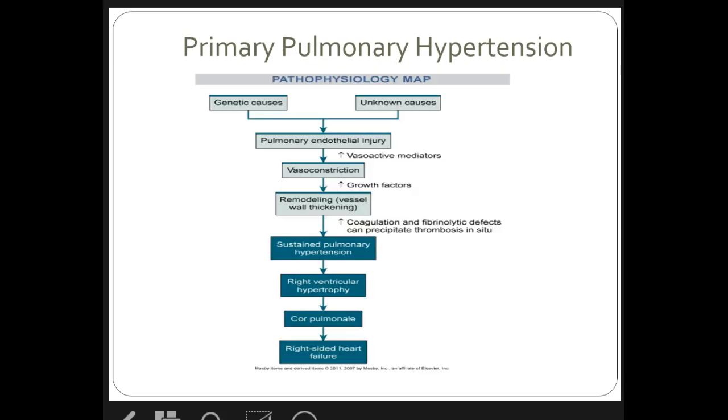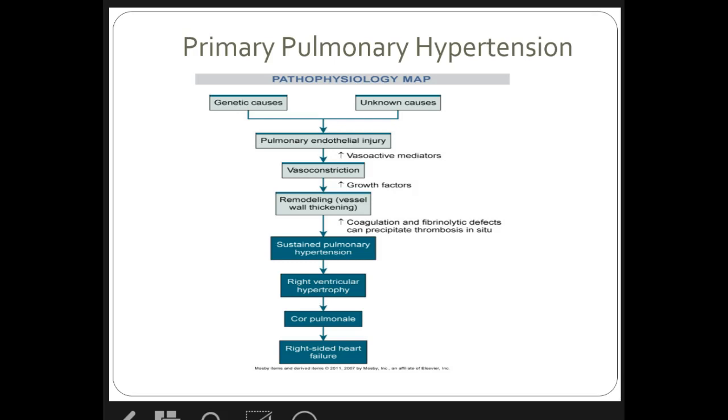This is just a visual map of the pathophysiology of primary pulmonary hypertension. As we stated earlier, there can be genetic causes. There can also be some unknown causes. You have pulmonary endothelial injury, which increases the vasoactive mediators, which causes vasoconstriction. Think about your patients that have COPD. They have a lot of vasoconstriction, which leads to remodeling. The walls are thicker on the vessels. They can have some coagulation and fibrinolytic defects that can precipitate thrombosis to occur.